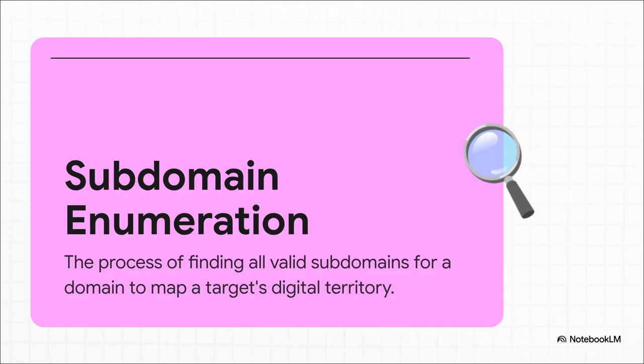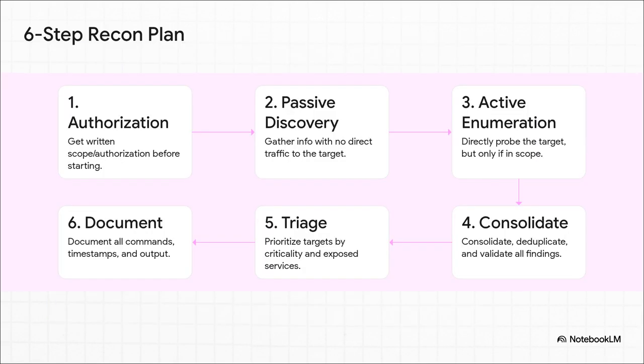It's the whole process of finding every single valid subdomain for a given domain. You know, things like api.example.com, dev.example.com, maybe even internal.example.com. This is how we take a totally unknown digital territory and turn it into a detailed map that we can actually use. And look, every good mission needs a solid plan, right? So here's our 6-step recon plan.